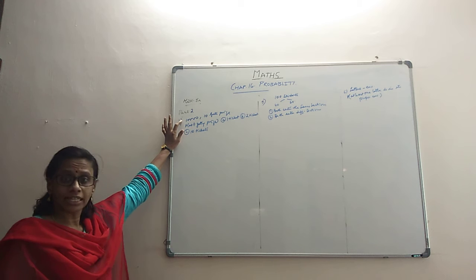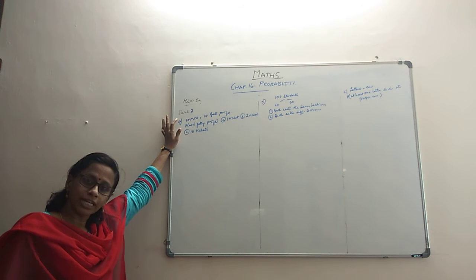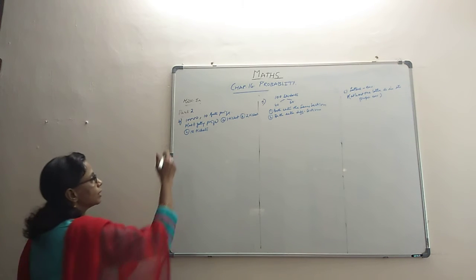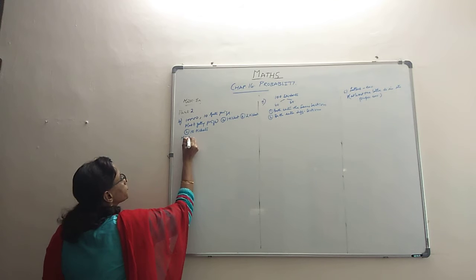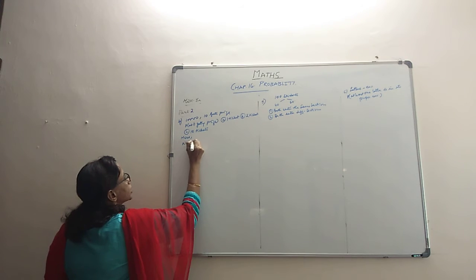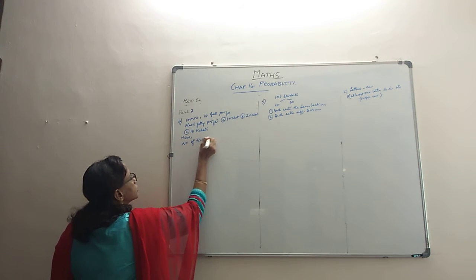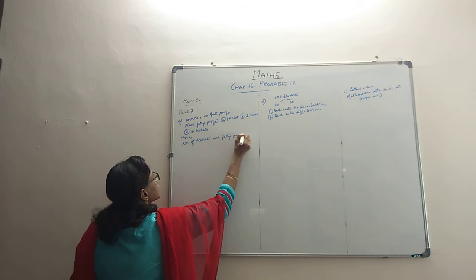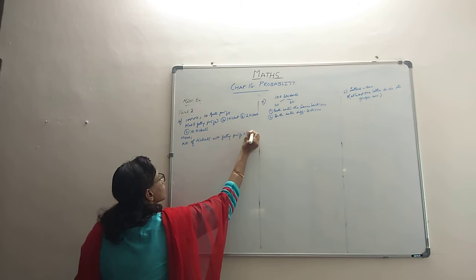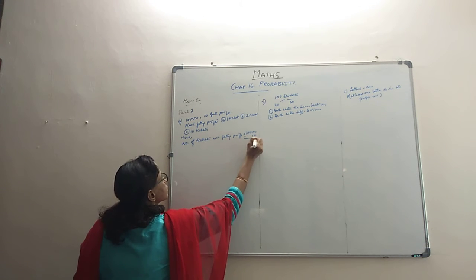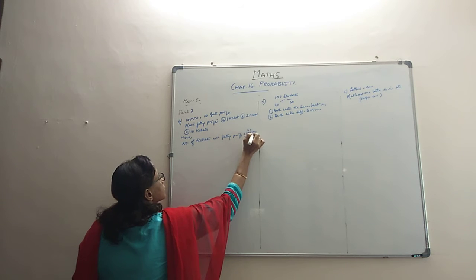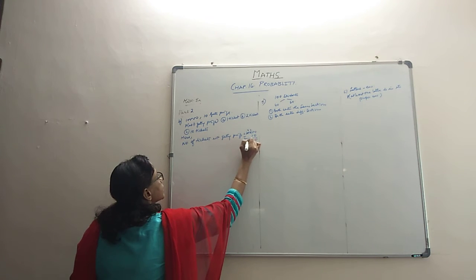Now 10,000 tickets are there, only 10 are winning the prize. So the number of tickets not winning the prize is the difference of these two, and on the basis of that we have to solve and get the answers. Number of tickets not getting a prize is 10,000 minus 10, which is 9,990.